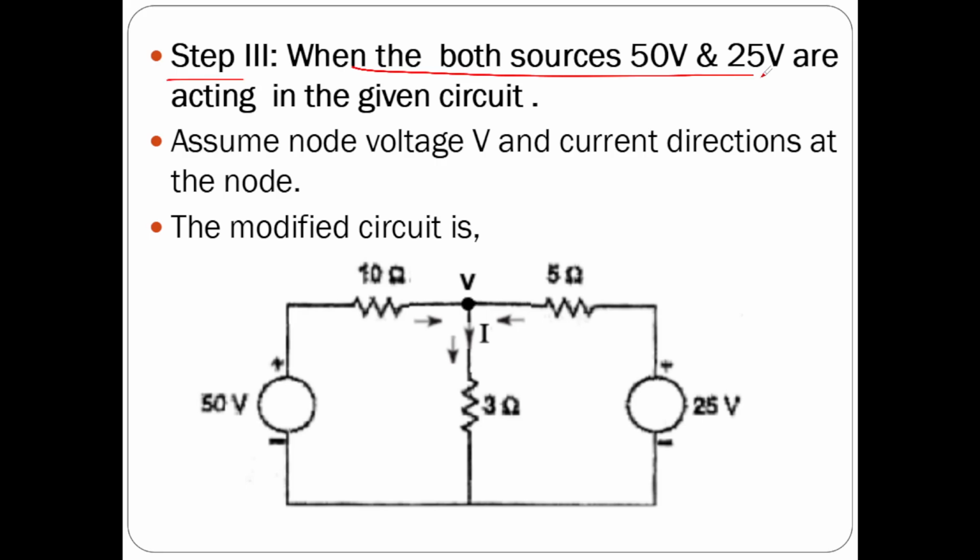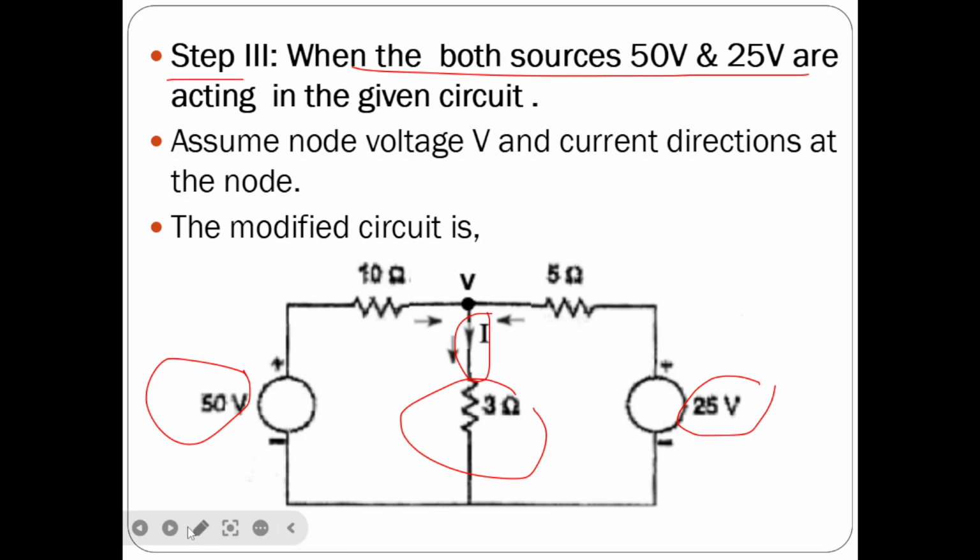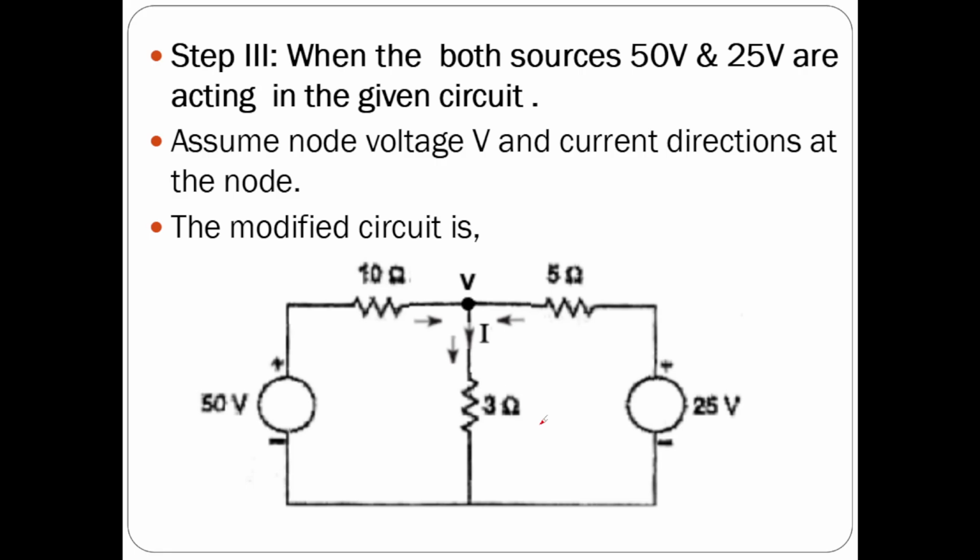When both voltage sources are acting in the given circuit, when 50 volts as well as 25 volts, both sources are there in the circuit, let us assume current in 3 ohms is some I amperes of current flows through the 3 ohms resistor. And in order to determine current in 3 ohms, I am going for nodal analysis, that is Kirchhoff's current law. I am going to implement Kirchhoff's current law here, KCL. In order to implement it, I am going to assume the node voltage as V, and I am going to assume some node current directions at the node.